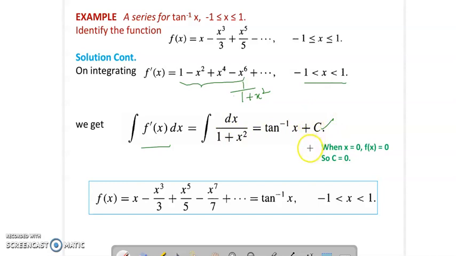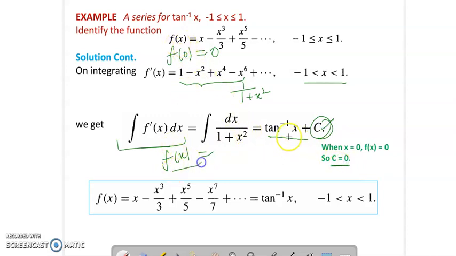Now we know the value of f(x) at x equal to 0. If you take the value at x equal to 0, f will be equal to 0. So f(x) is equal to tan inverse x plus c. When x is equal to 0, f(x) is equal to 0, so it turns out that c is equal to 0. It means f(x) is equal to tan inverse x plus 0, and hence we see that this series expansion is for tan inverse x, and this is for x lying between -1 and 1.